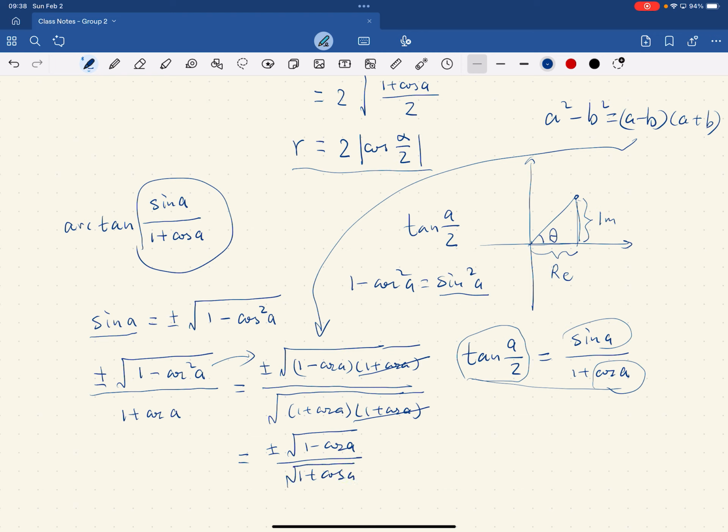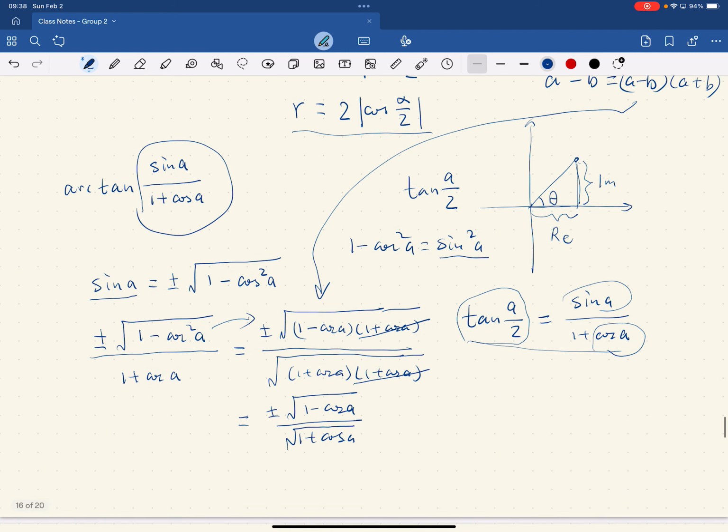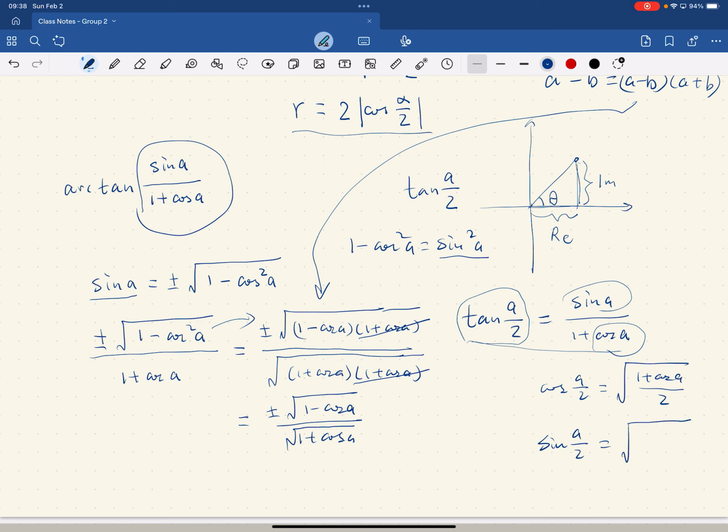All right. And as you've seen, cosine A over 2 equals root of 1 plus cosine A over 2, and actually sine A over 2 equals root of 1 minus cosine A over 2. Maybe this is too much, right? I'm pouring the trig identities on you.